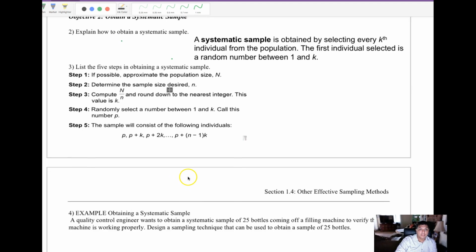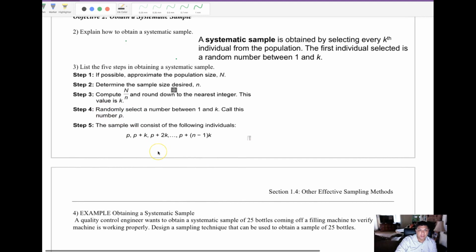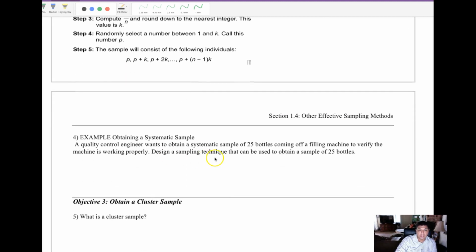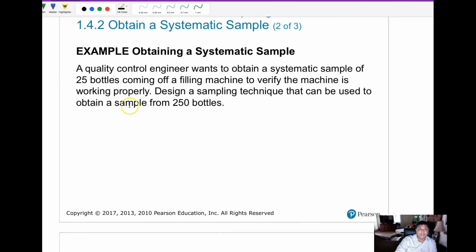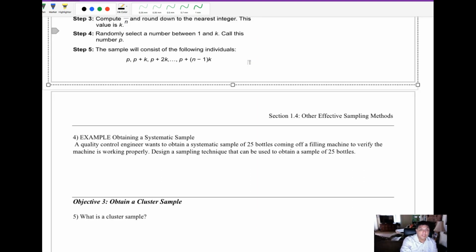So now looking at the 5 steps we outlined, let's go ahead and try to at least do a simple example. And so you have this example here. I think what's missing on the example is that we want to obtain a sample from 250 bottles. And so in this case, let's go ahead and do this example.